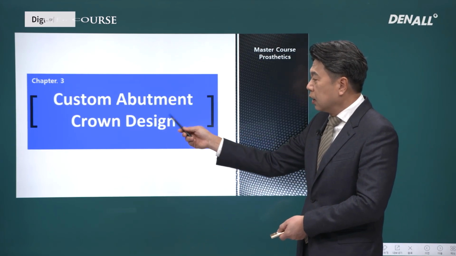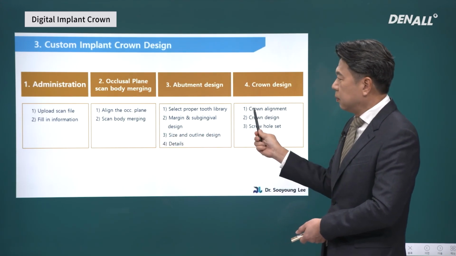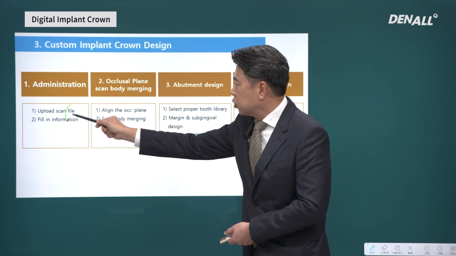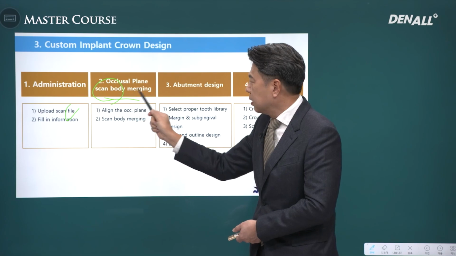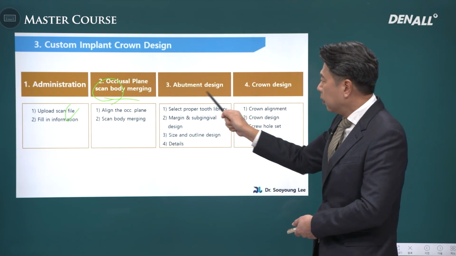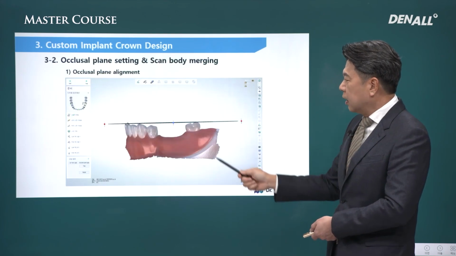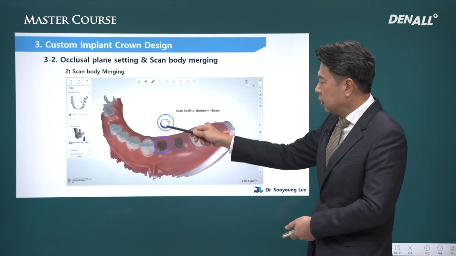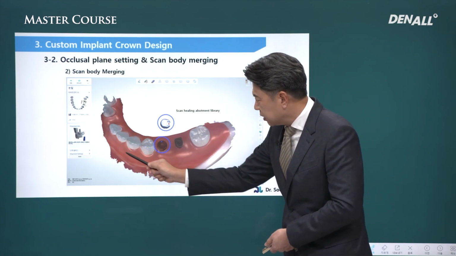We talk about custom abutment crown design. There are 4 steps like this. First, patient information should be registered, the occlusal plane should be aligned, and the scan body merged. Then abutment design, followed by crown design. Briefly, the occlusal plane is set. This is the merge process. This is the scanned data.